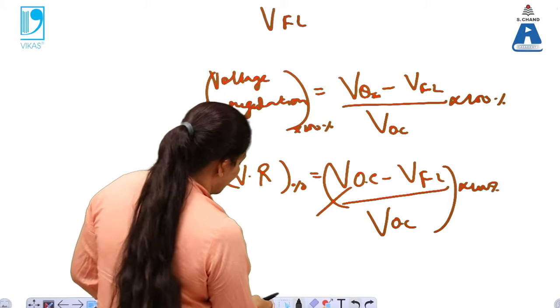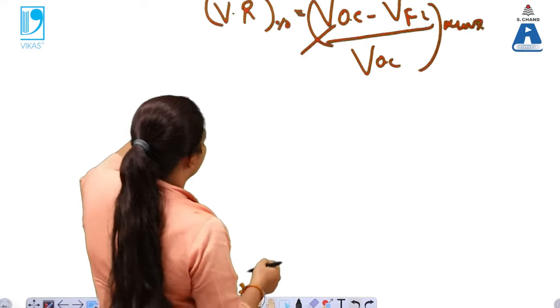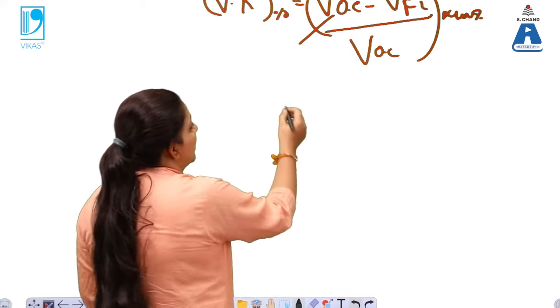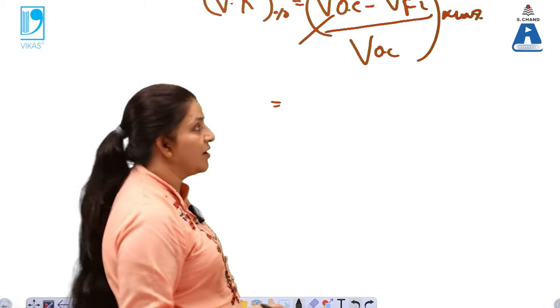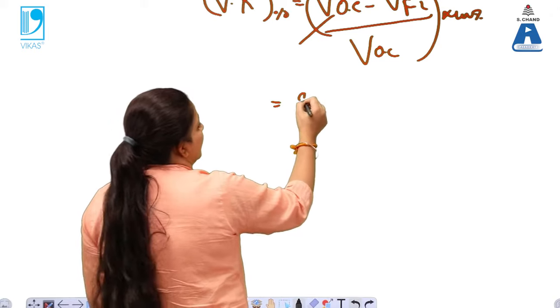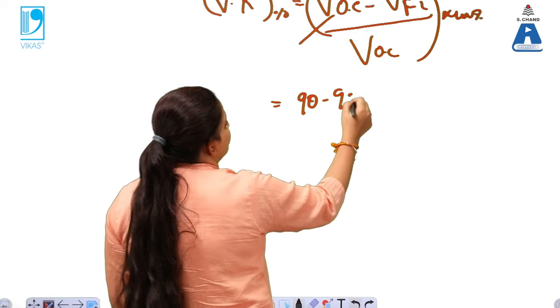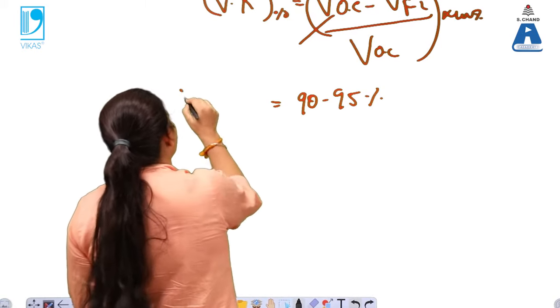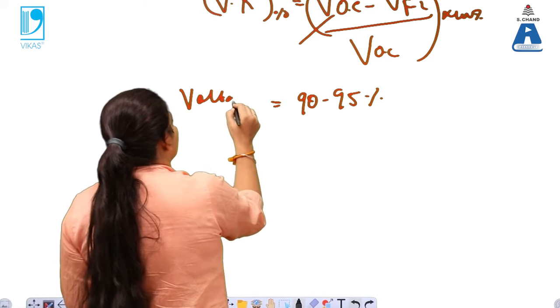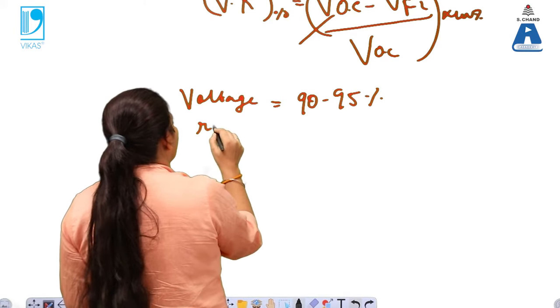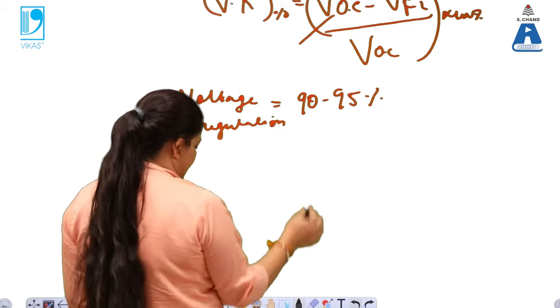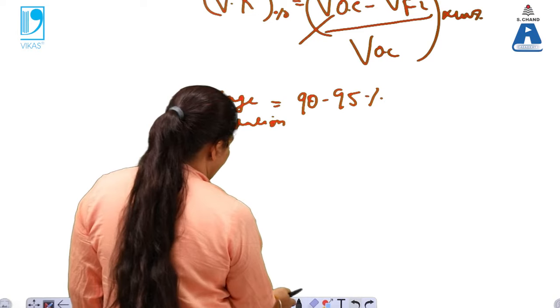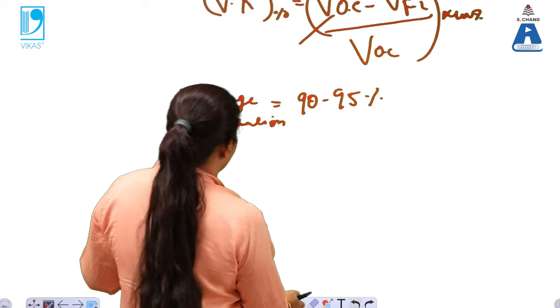So its value, in normal cases we know that the efficiency is 90 to 95%. When this voltage regulation is calculated, its value comes again from 90 to 95%. So this is the voltage regulation in case of transformer.